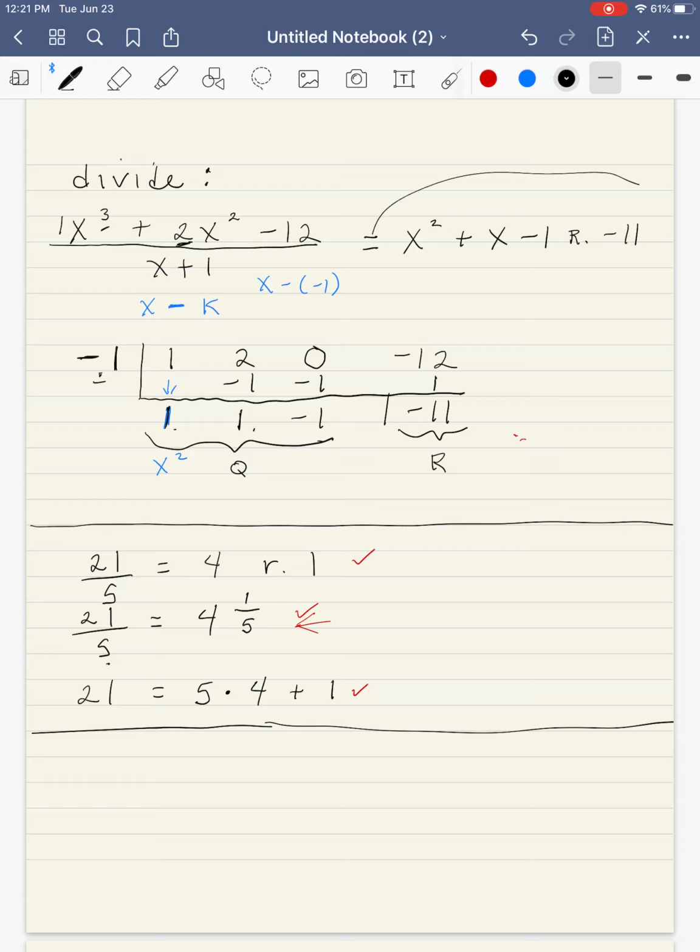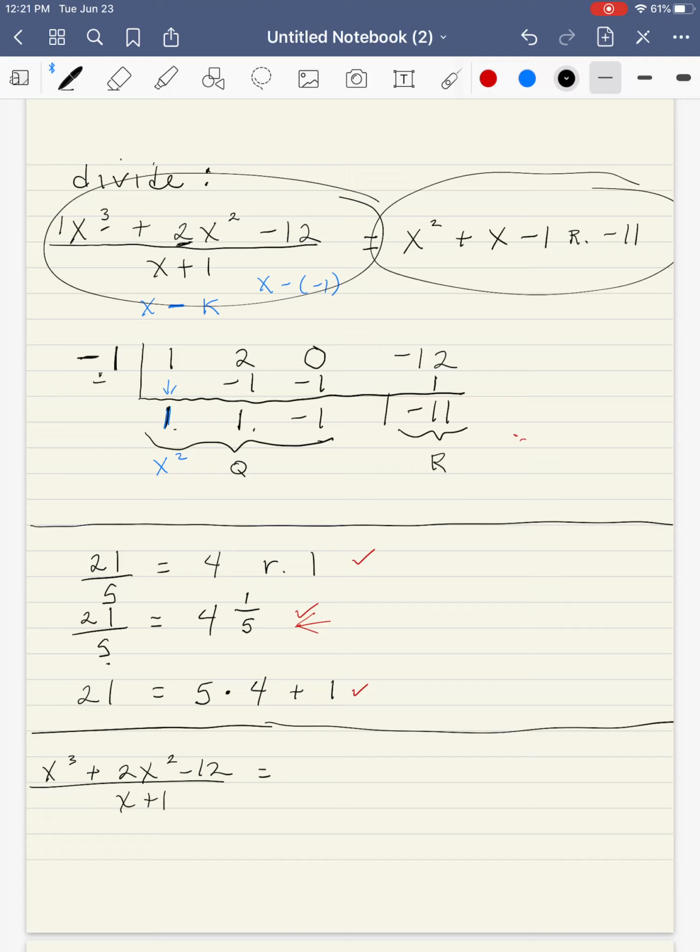I want you to come down here and see if you can do the same thing with this solution, this division, and rewrite it, x cubed plus 2x squared minus 12 over x plus 1. And I want you to see if you can rewrite it with that fractional part. So rewrite this with a fraction on the end. The quotient will stay the same. We're just reformatting how the remainder is written. Pause the video, do that, and then check back.